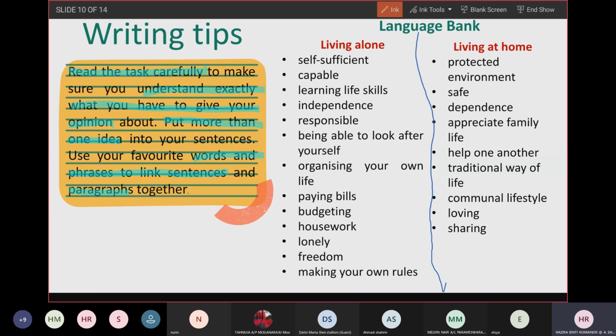Okay. What about you, Ashraf? Awak nak duduk sendiri ke duduk dengan family bila dah kerja nanti? Sendiri. Sebab? Sebab tak nak menyusahkan orang. Okay. Because you do not want to trouble your family members. Thank you, Ashraf. Atika.